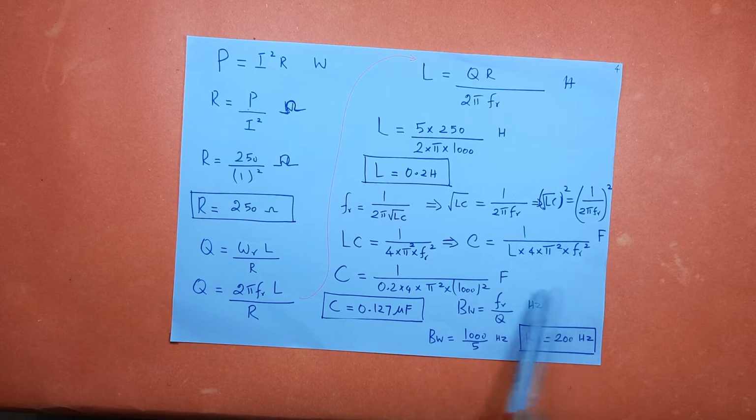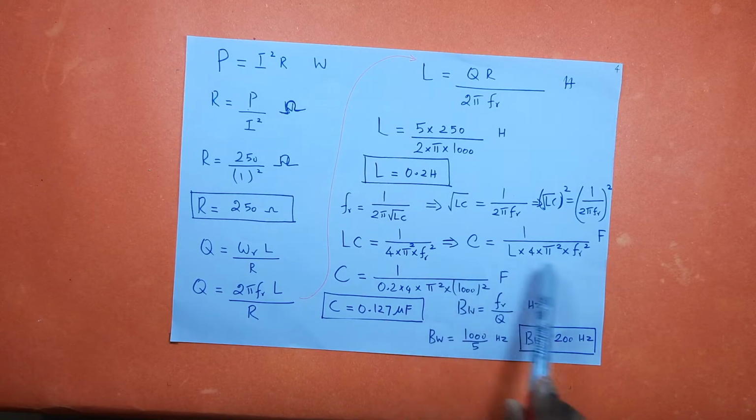All these values we already have, just substitute and calculate. C equal to 1 divided by 0.2 multiplied by 4 multiplied by pi square into 1000 square farad. If you calculate, you get C equal to 0.127 microfarad.